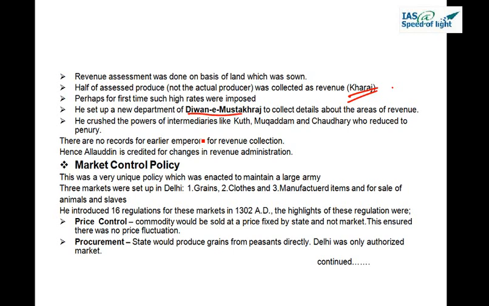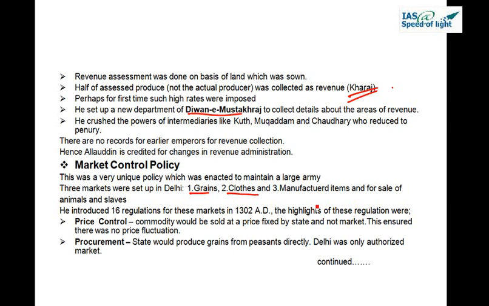Now he started to have control over the market, with fixed and lower prices. What Alauddin Khilji did was set up different markets for different commodities, right? These markets were the grain market, which is known as mandi. The second market was for cloth, which is known as the sarai adal, and then the market for manufactured items and for the sale of horses, slaves and cattle.